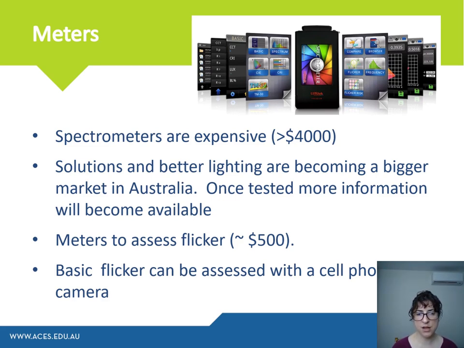Meters to assess flicker. You can just get meters to assess flicker, which can be around $500. Again, they're not going to give you that much information because you generally will know if flicker is a problem with the type of light that someone's using. Basic flicker is said to be also able to be assessed with a cell phone camera. Now, I've done that a lot just to see if it works, and you can get a lot of false flicker rates, and also where you know that it is flickering when we've tested it with a spectrometer, but it's not picked up with the cell phone. So that can kind of give you a false sense of what's actually going on.